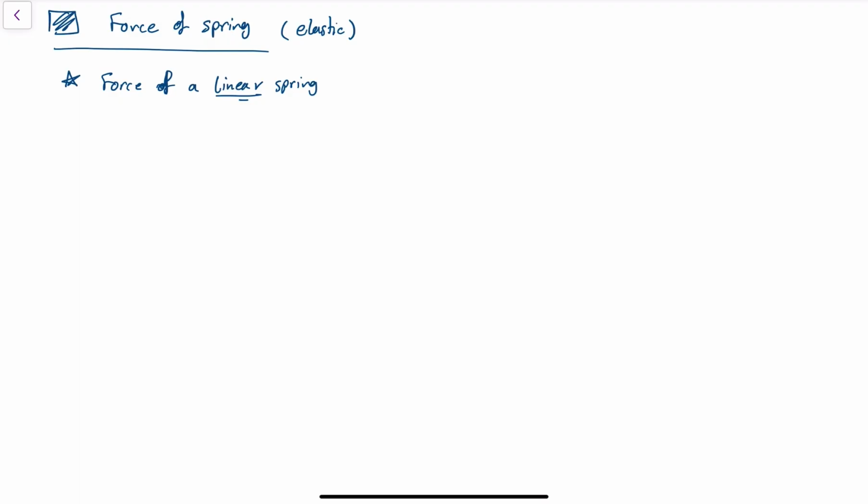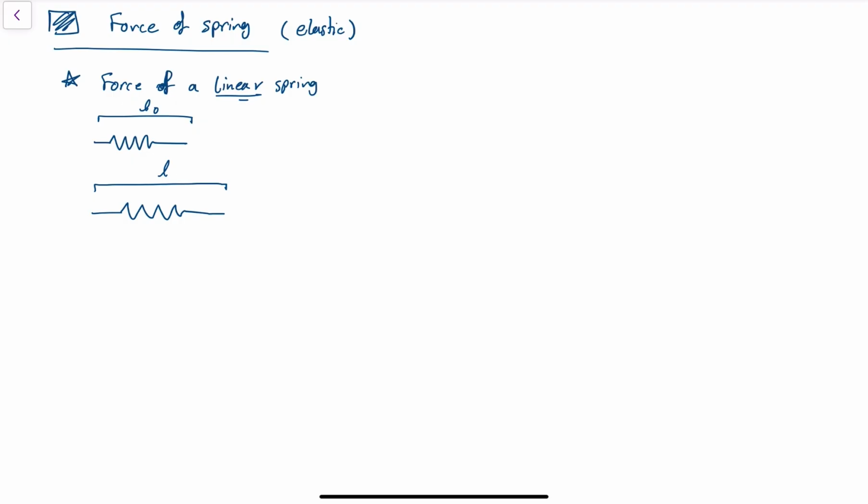What linear means is that when you have a spring of some length, let's call it L naught, if you stretch the spring, let me make a bit of space, make it longer to some length L.